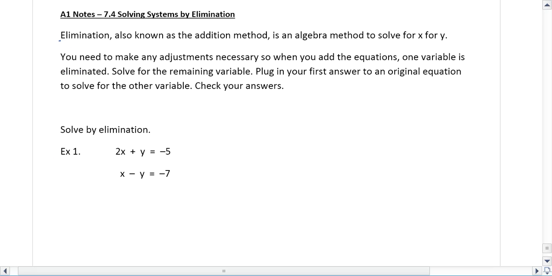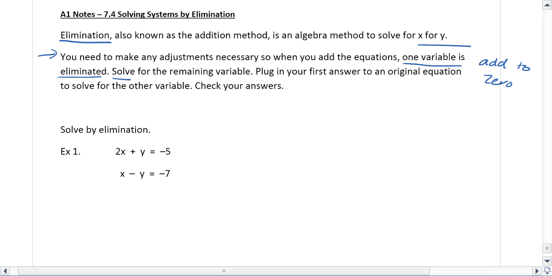So elimination is also known as the addition method. And of course, it's an algebra method used to solve for both x and y. So I'll explain it that you need to make any adjustments necessary so that when you do add the two equations to each other, one variable is eliminated. Or another way to say that is when you add the two variables, they add to 0. And if one is eliminated, then we're left with one equation with one variable, and we can solve that.